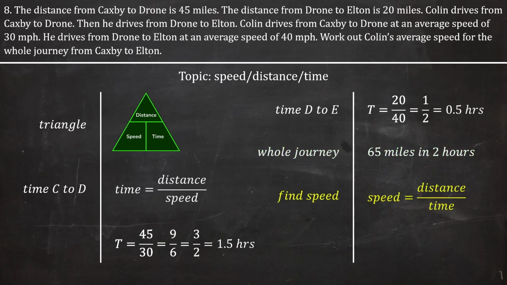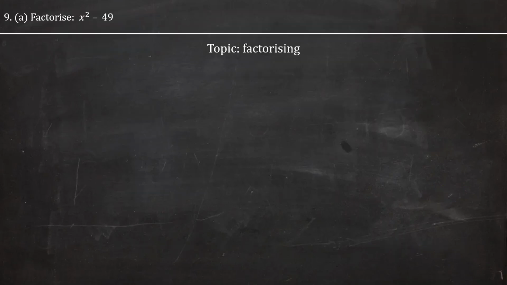Then we need to find speed. Speed is distance over time. So the speed here is going to be 65, which is the distance, over 2, which is the time, which is 32.5 miles per hour. Question 9, factorize x squared minus 49.